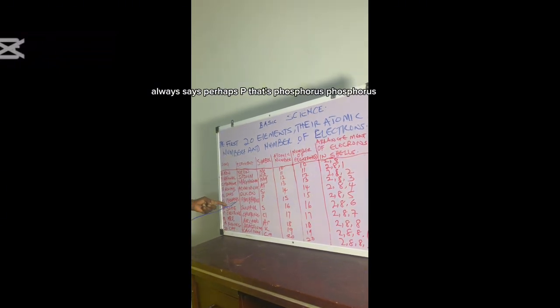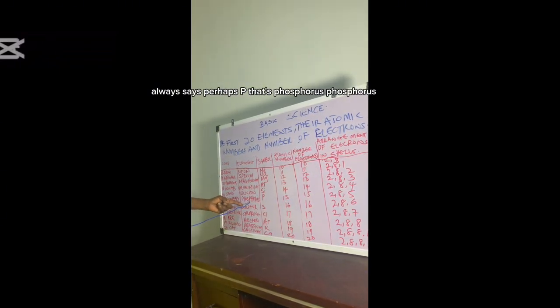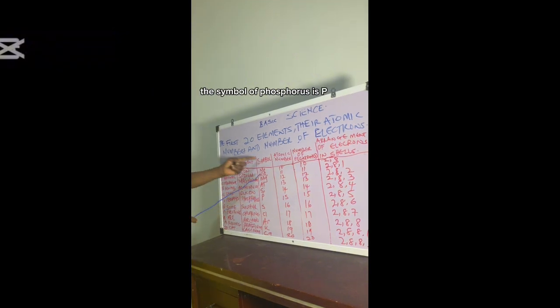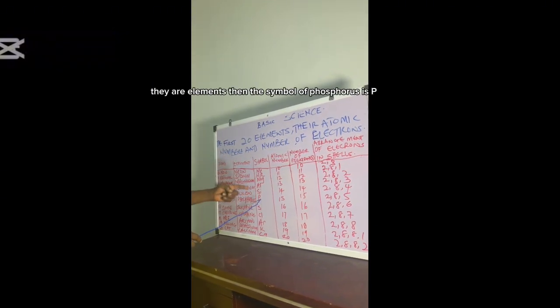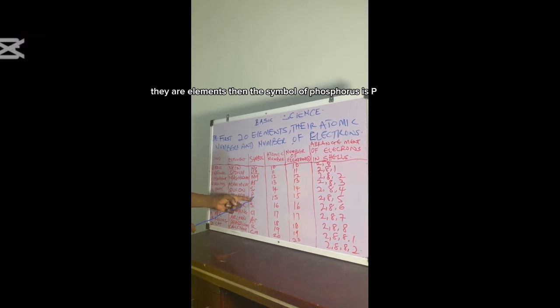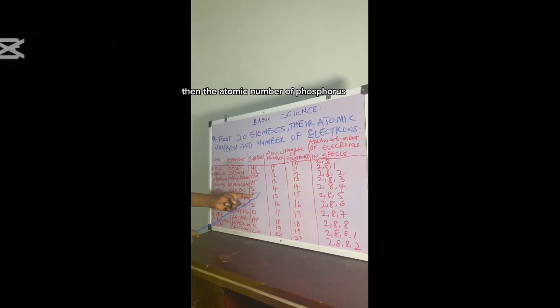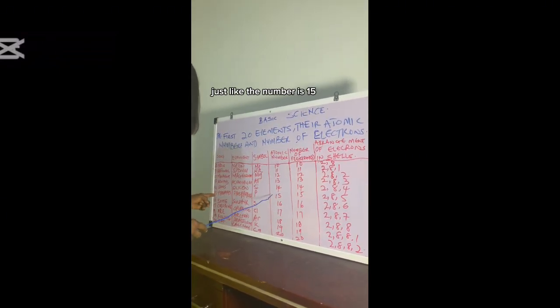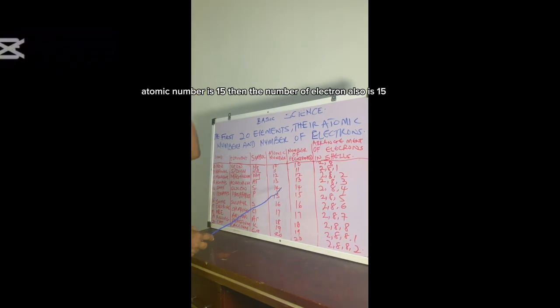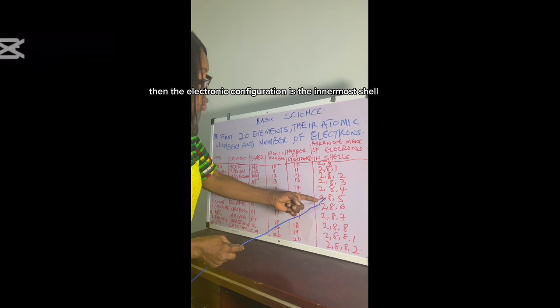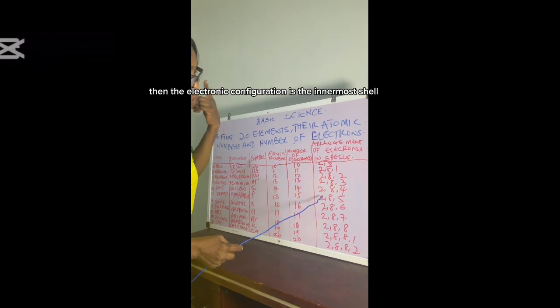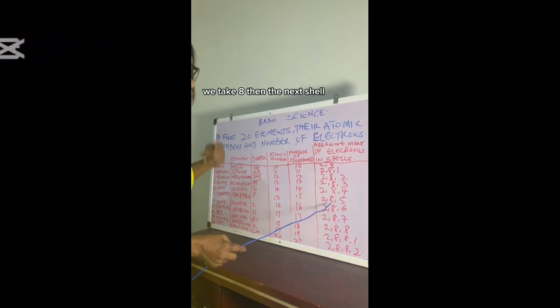Always P. That's phosphorus. The symbol of phosphorus is P. All these, phosphorus, silicon, they are all elements. Then the symbol of phosphorus is P. Then the atomic number of phosphorus, just like the number, is 15. Then the number of electrons also is 15. Then the electronic configuration is, the innermost shell will take 2, the next shell will take 8.